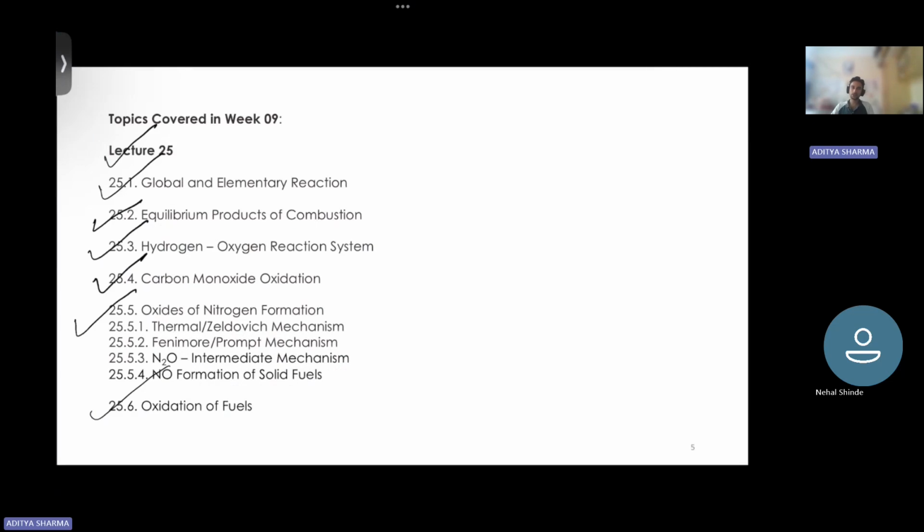After that is your very brief discussion on carbon monoxide oxygen, which eventually gives carbon dioxide. Okay, the oxidation of carbon monoxide leads to carbon dioxide. So intermediate reactions, the chain branching reaction and the chain propagation reaction, all this has been covered in this heading.